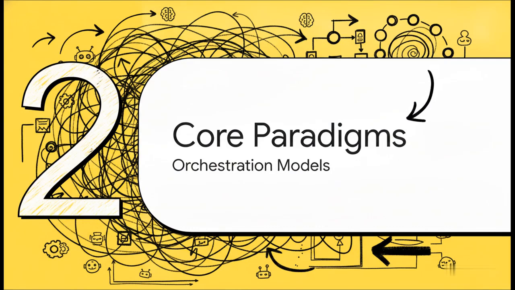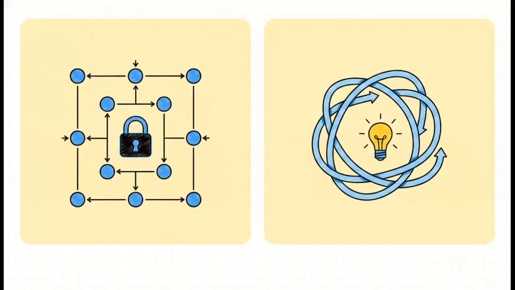Section 2. Core Orchestration Paradigms. Now that we've got the basic definitions out of the way, we need to look at how these frameworks actually control all that complex agent behavior under the hood. Now, what's really interesting about this slide is the stark contrast between how much control you keep versus how much freedom you hand over to the AI.